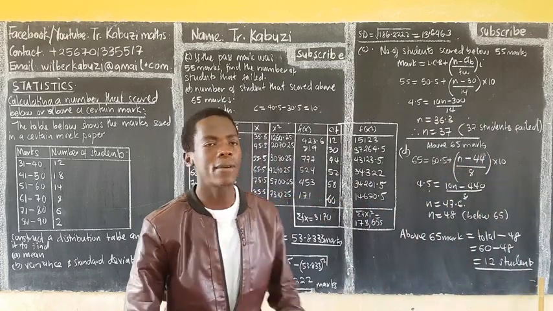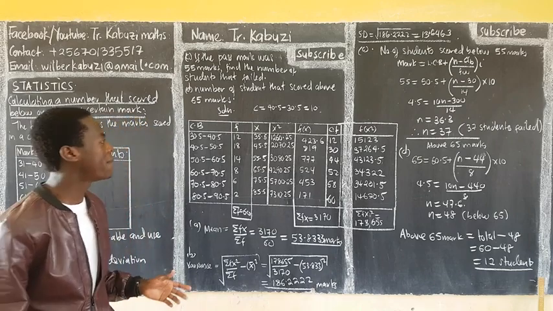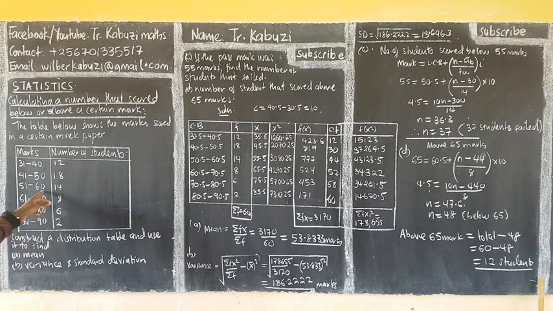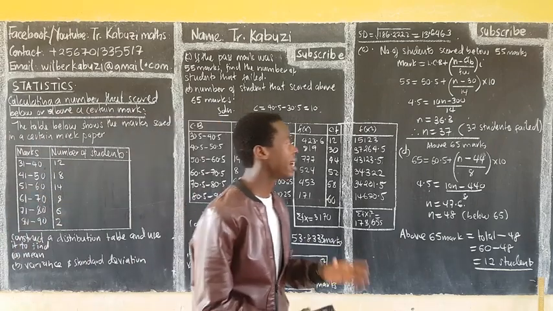So that's it. But some questions may be crazy enough. They will ask you to find the number of students, maybe, that scored between 60 and 55. That one now is the easiest. But that one they have not seen yet. But think about it also.